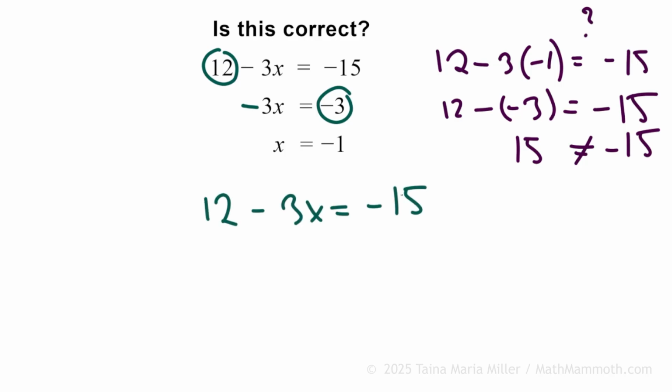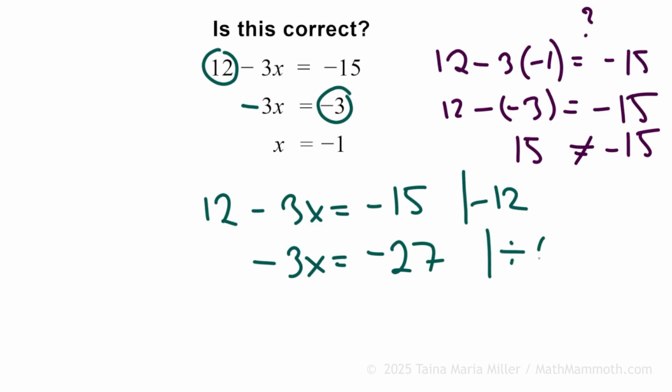Okay, here's our equation. And we subtract 12 from both sides. So we have negative 3x or minus 3x left. And on the other side, negative 27. Minus 15 minus 12 is negative 27. And then we divide by negative 3, both sides, and get that x equals 9. Let's check, does it work with the original equation? 12 minus 3 times 9. 3 times 9 is 27. 12 minus 27 equals negative 15. That checks. Okay, everything is good now.